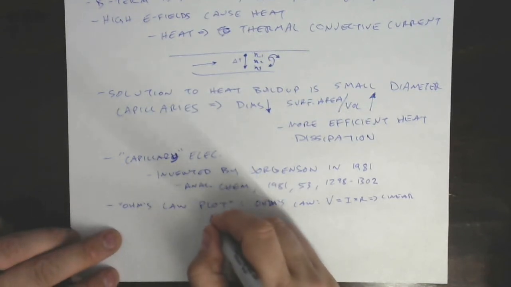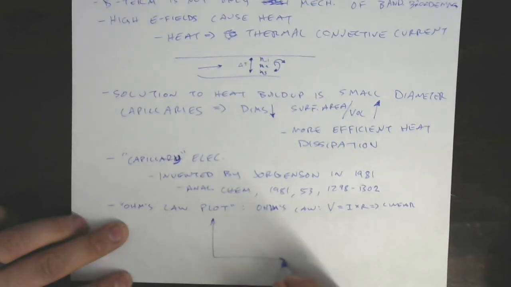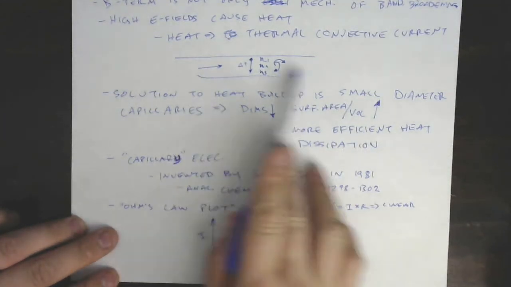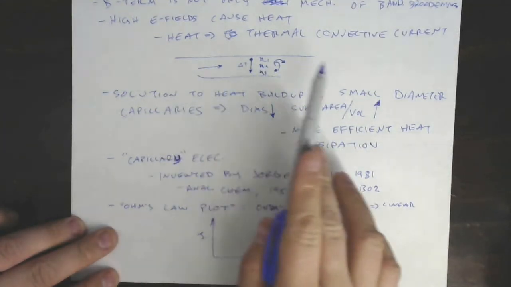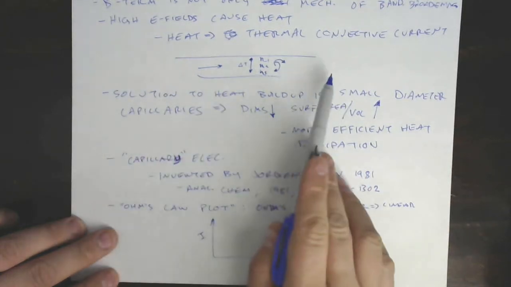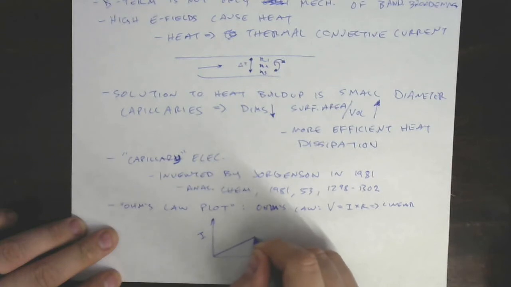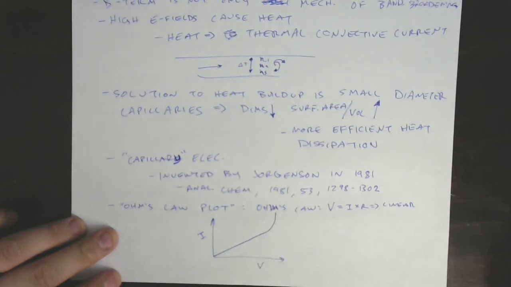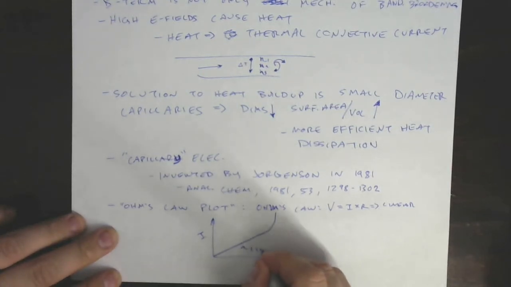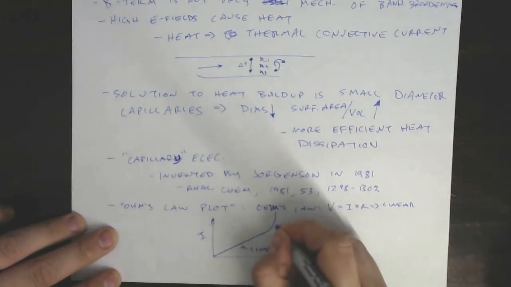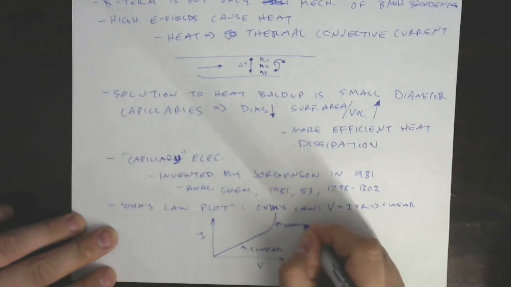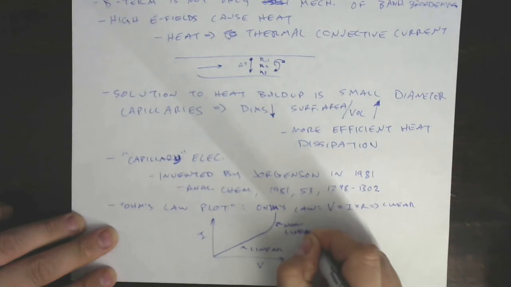So let's plot that. Here's voltage. We're going to change voltage over time and measure the current that is produced in a system like this, a capillary, where there's a voltage applied here and here, and we're measuring how much electrical current runs through. We should get a nice linear relationship until eventually, at some point, we won't anymore. So this is linear, and this is not.